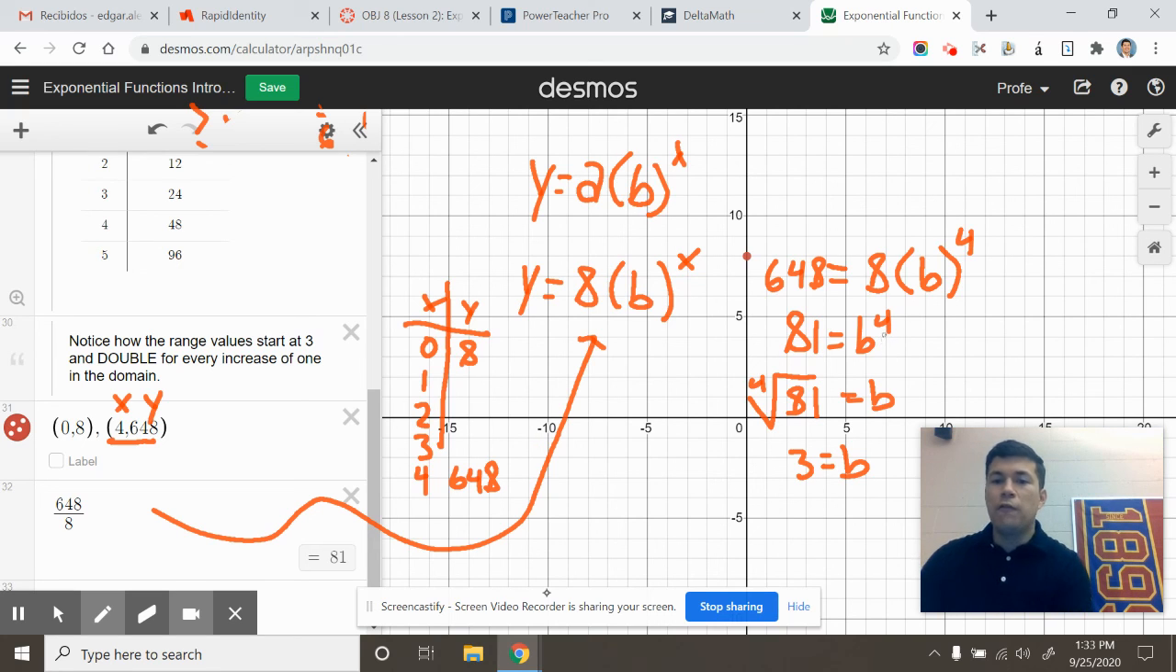To solve for b, I can take the 4th root from both sides. And it so happens that the 4th root of 81 is 3, because 3 to the 4th is 81. In other words, the real pattern right here is that you're tripling. So b equals 3, and you have your final equation of y equals 8 times 3 to the x.